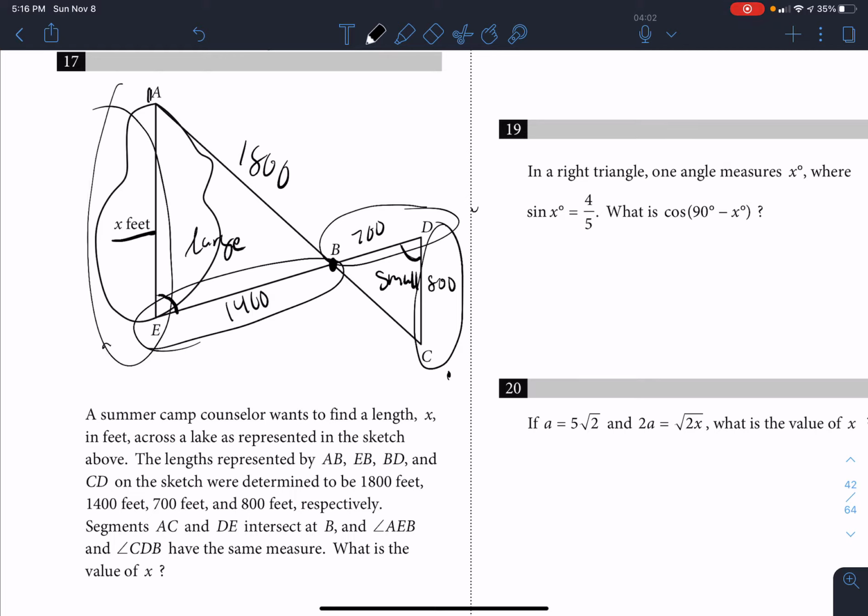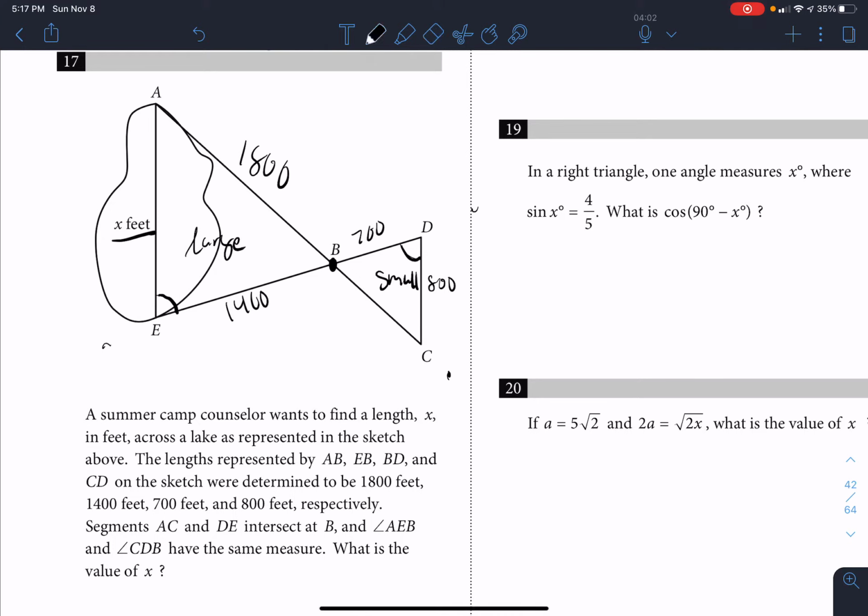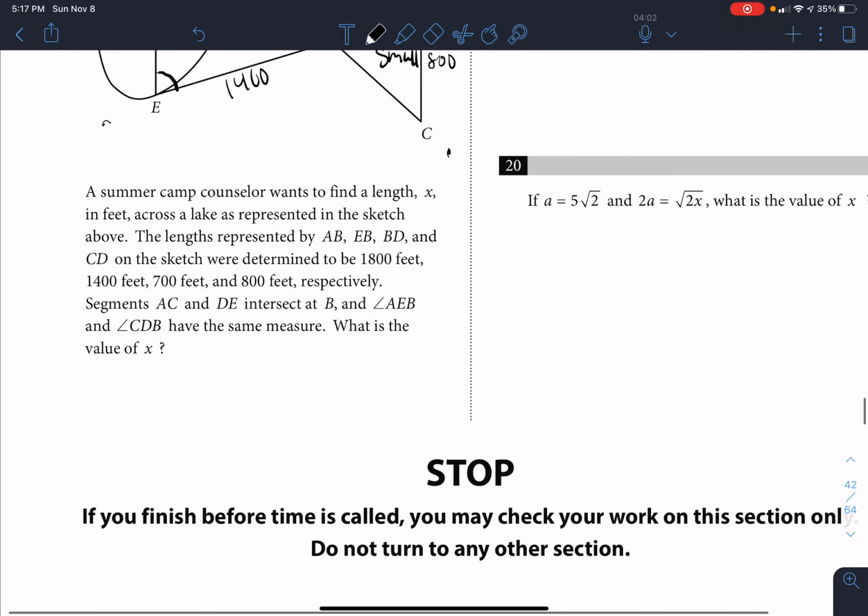Okay, so how does that look? Sorry, let's get rid of all this. Looks a little messy here. That one too. So we have the small triangle. We have the large triangle. Okay, let's set this up.